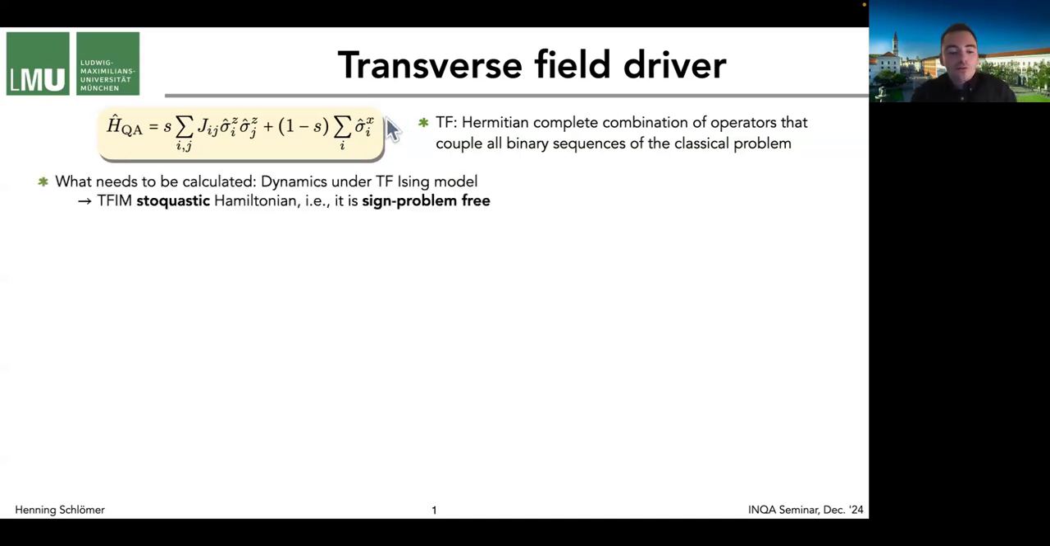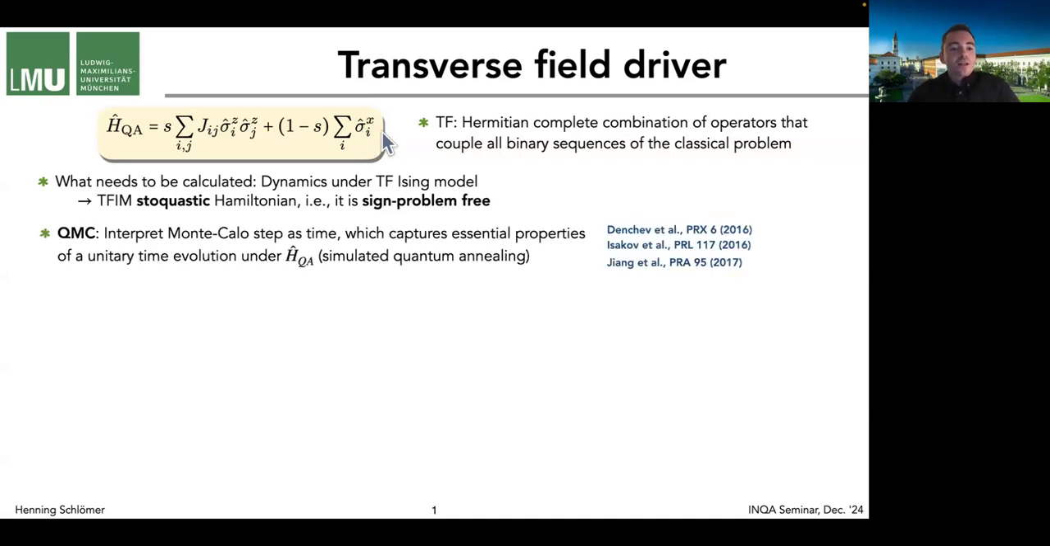What it boils down to in the end, if you want to compute a quantum annealing using classical methods, is that you have to do unitary time evolution under this time-dependent Hamiltonian, where S varies as a function of time. What's particularly nice about this schedule is that it is a stochastic Hamiltonian, which is just a fancy word for saying it's sign problem free. So basically, you can use quantum Monte Carlo in order to simulate this.